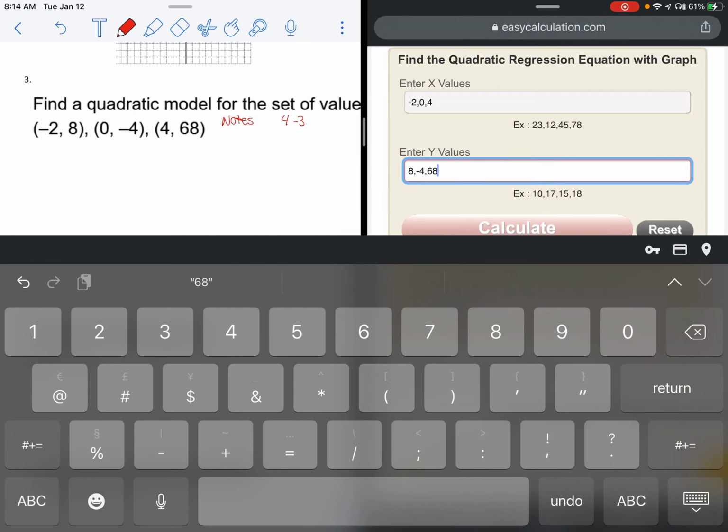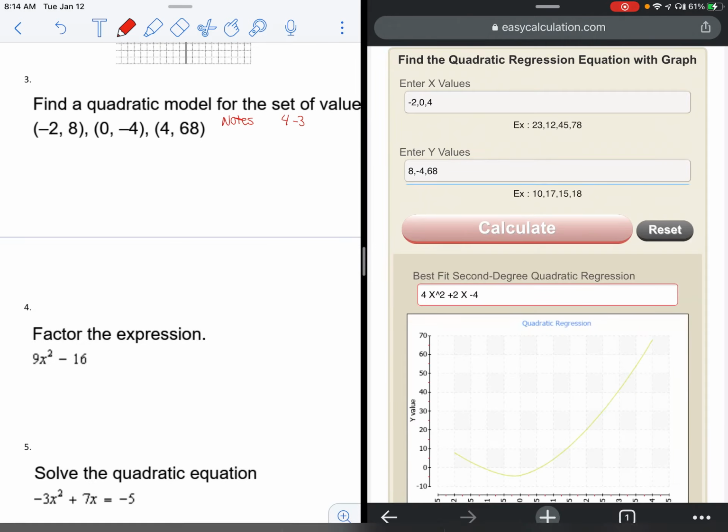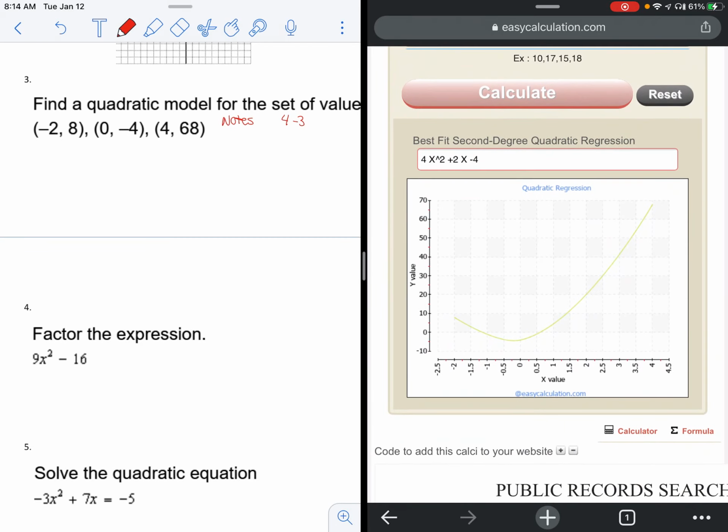68. Now something maybe you guys should recognize is how easy it was for me to go to Google and just type quadratic regression calculator. And it looks like there is our equation right there. Y equals 4x squared plus 2x minus 4. And if you're not sure if that is correct, you could plug those x values in and get those y values out to prove that you are right.